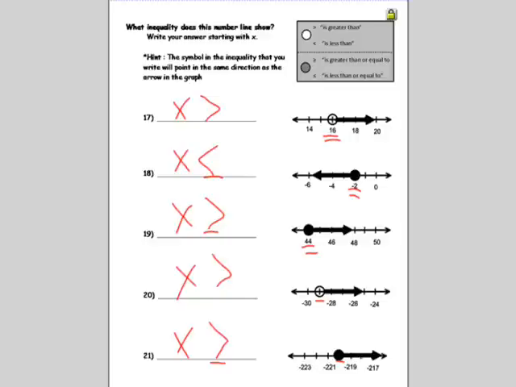And then what number is circled? In the first one it was 16. In this next one it was negative 2. Next it was 44. This would be negative 29. And last but not least would be negative 220. So those are the inequalities that are represented in the graphs.